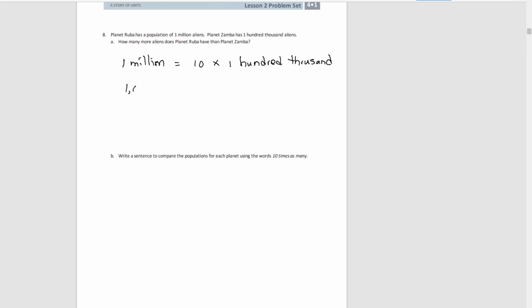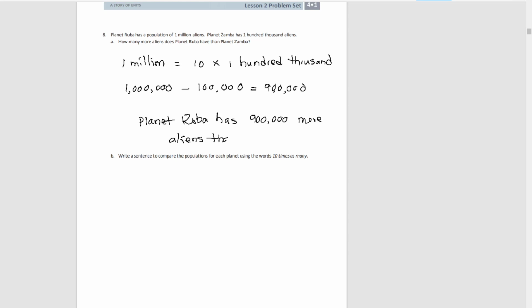We would have 1 million minus 100,000. So we would have 900,000. And answering in a complete sentence, planet Ruba has 900,000 more aliens than planet Zamba.